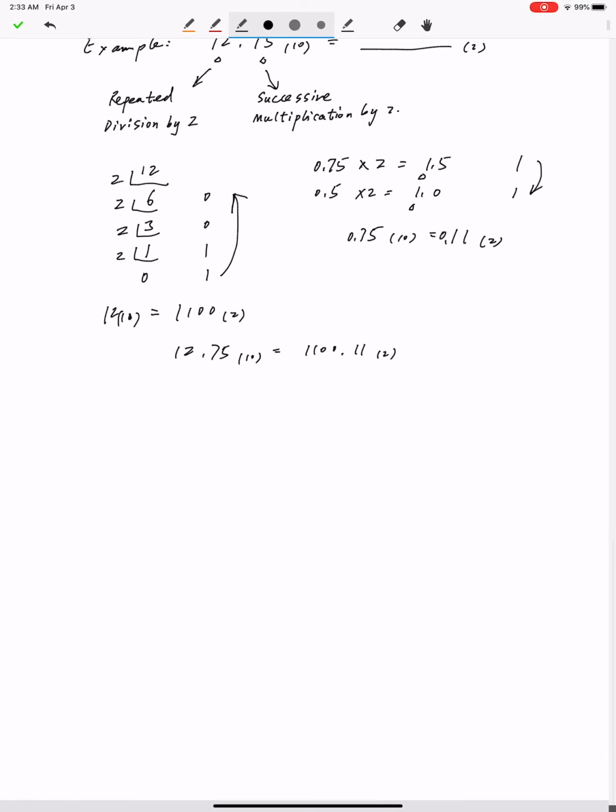Alright, so that's how we handle the binary fraction numbers. Okay.